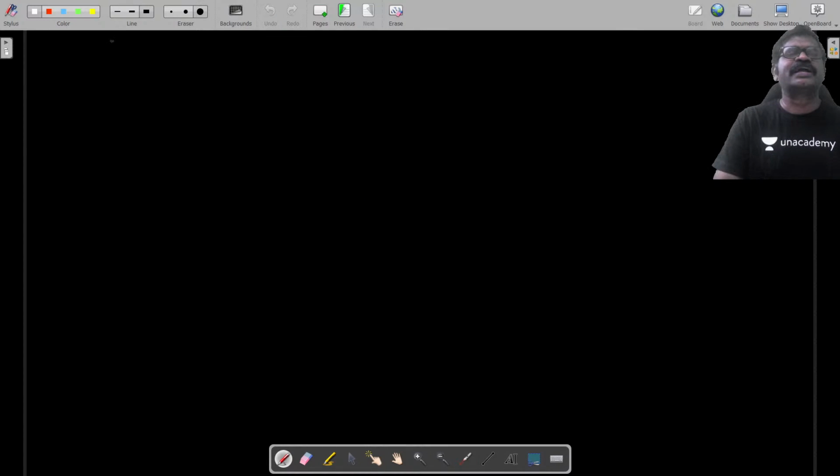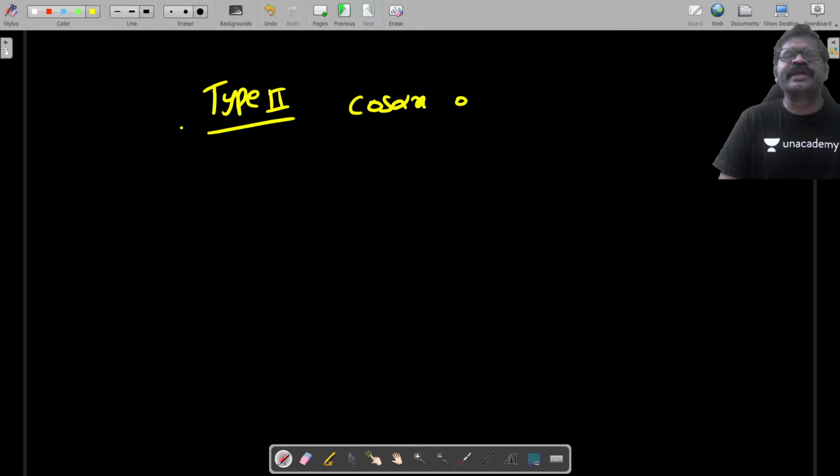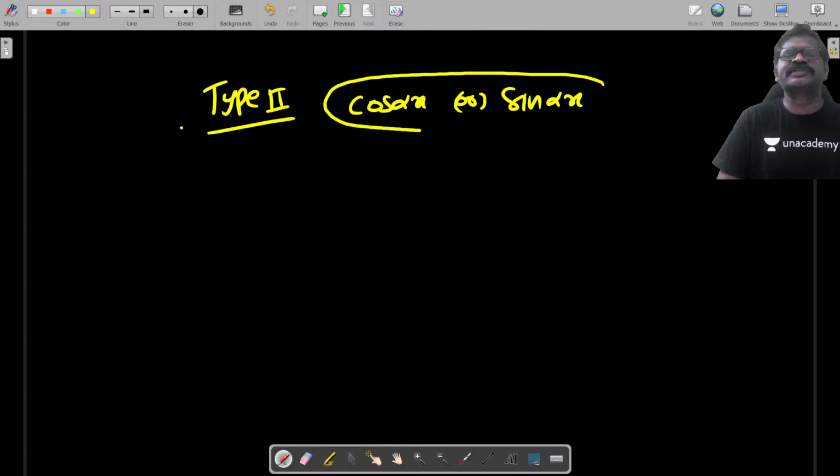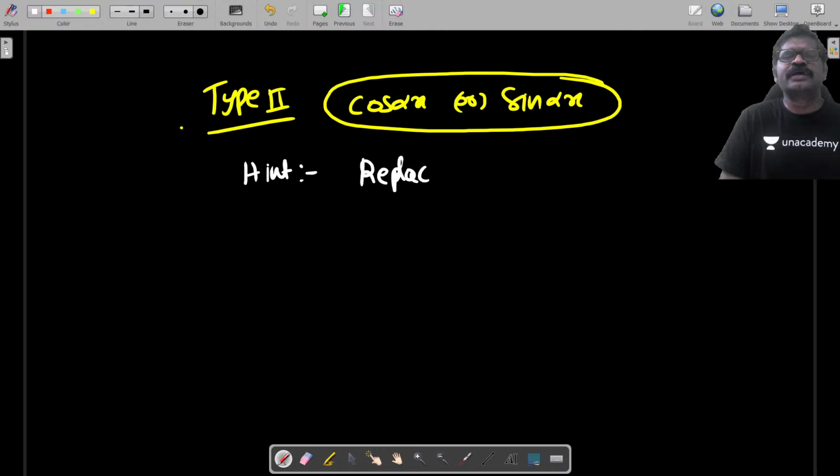Next one, type 2: trigonometric function, cos alpha x or sin alpha x, non-homogeneous type 2. Hint: while applying the operator method, replace D square by minus alpha square in function of D.